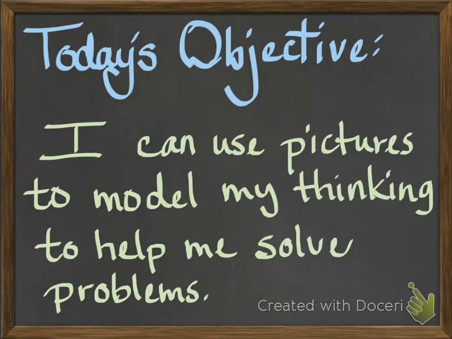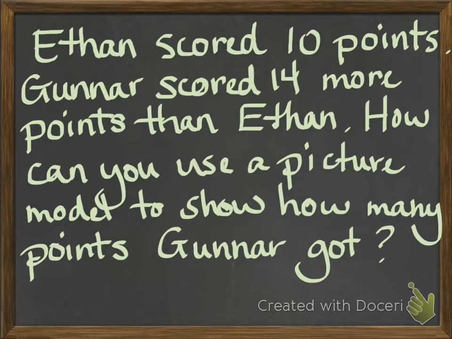Today's objective is I can use pictures to model my thinking to help me solve problems. Here's our first problem to try together. Ethan scored 10 points. Gunnar scored 14 more points than Ethan. How can you use a picture model to show how many points Gunnar got?